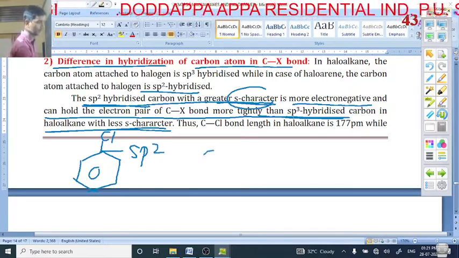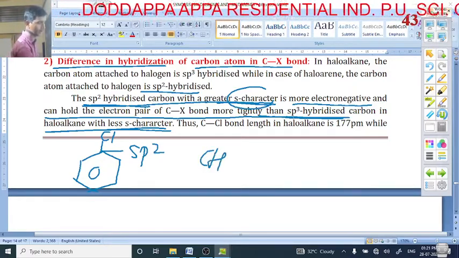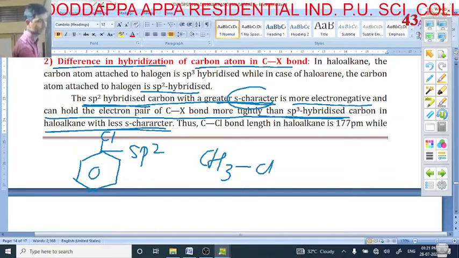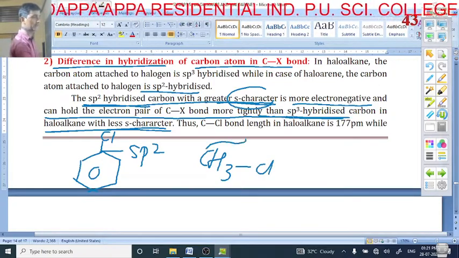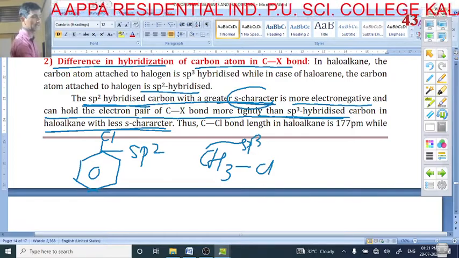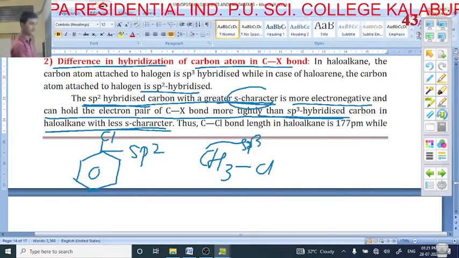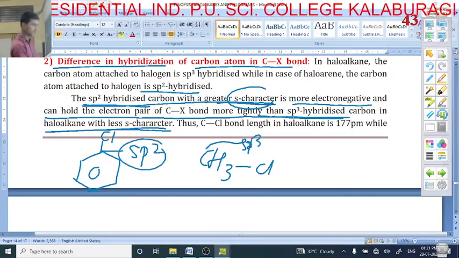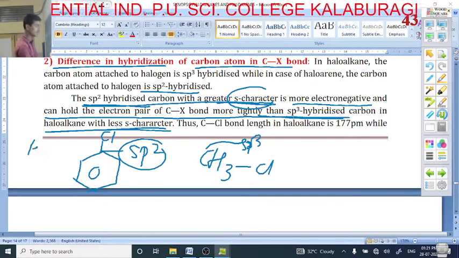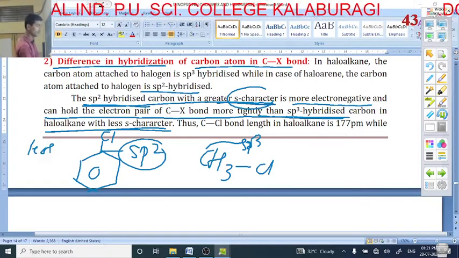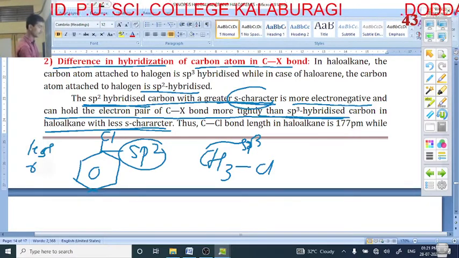So which is the haloalkane? This is the haloalkane. Here the carbon is sp3, but here the carbon is sp2. That's why it is less reactive. This is less reactive.